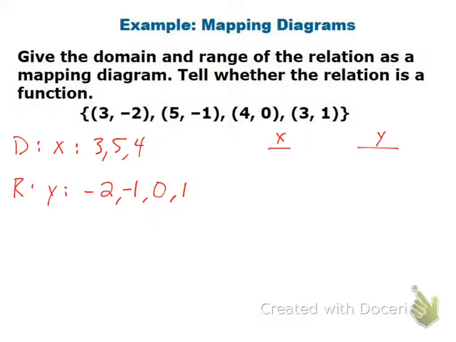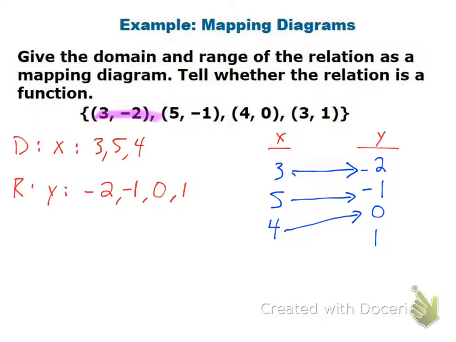A mapping diagram is going to show what x's go to which y's, so I can make two columns here, one for my x and one for my y. So I have 3, 5, and 4 for my x's, got -2, -1, 0, and 1 for my y's. And so, again, the ordered pair. So I have the ordered pair 3, -2, which tells me that 3 goes to -2. 5, -1 tells me 5 goes to -1. 4 to 0. And then 3 also goes to +1.